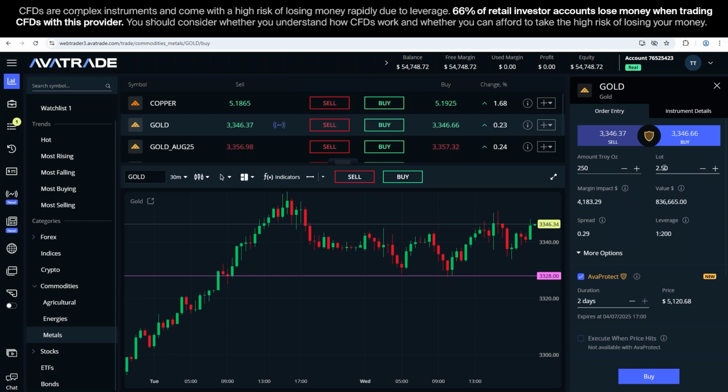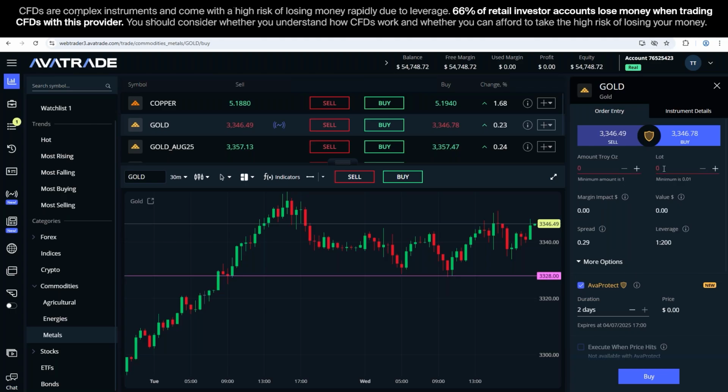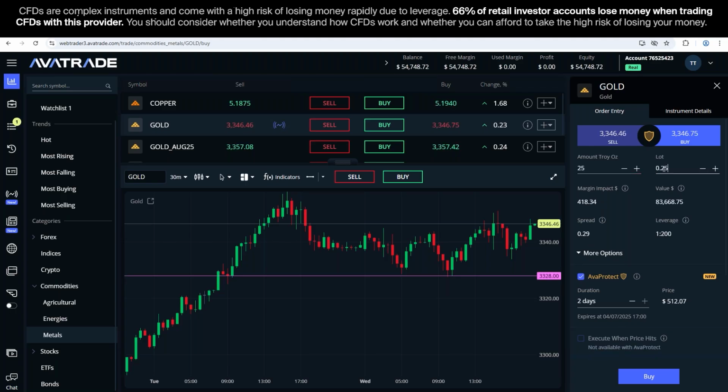And then at the same time, I need to adjust my trade size because I don't want to risk 5,000 on one trade. Maybe I want to risk about 500. So instead of 2.5 lots, maybe I need to do a quarter of a lot. Now the protection is just over 500, which is less than 1% of my balance. So I'm trying to stick to my risk management plan.